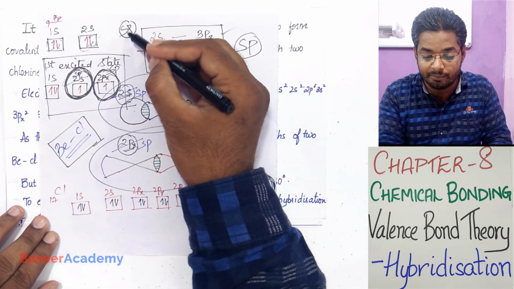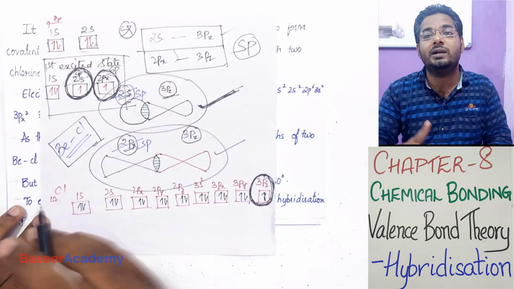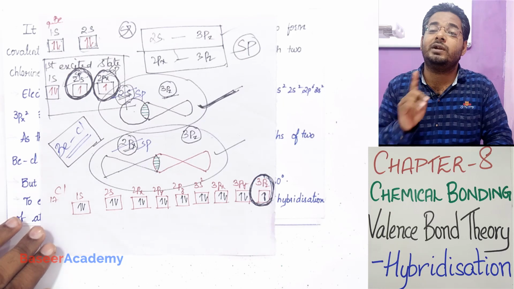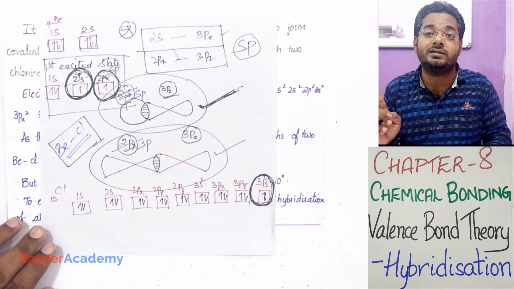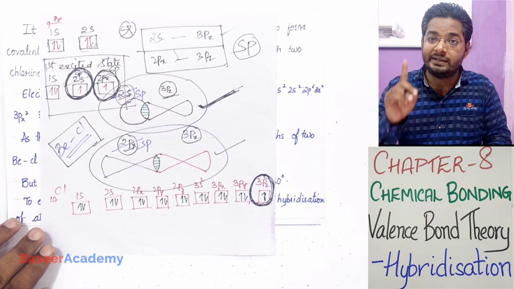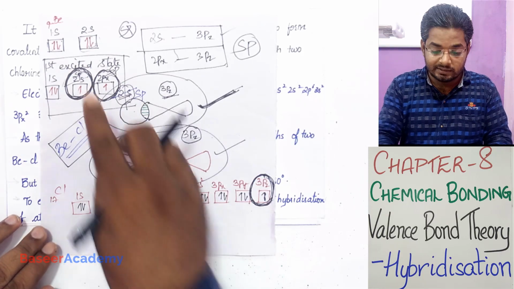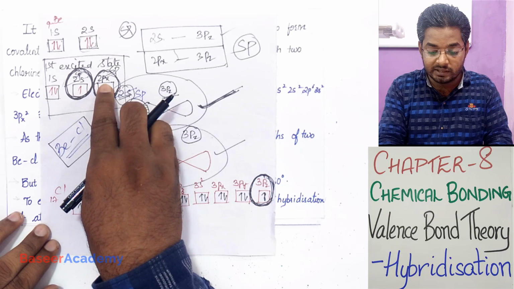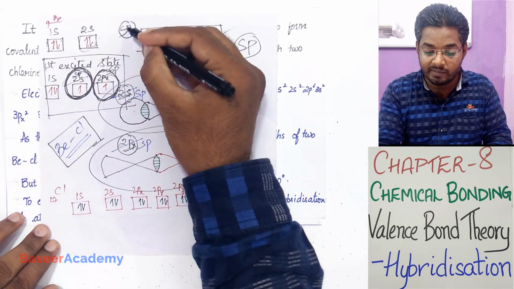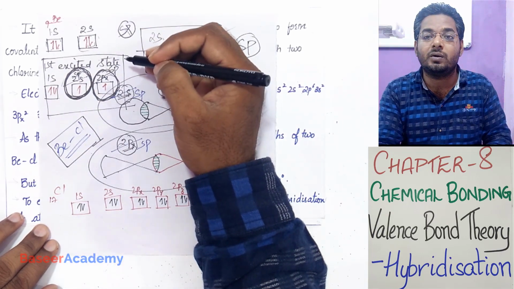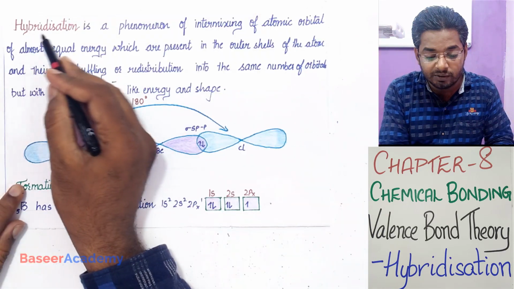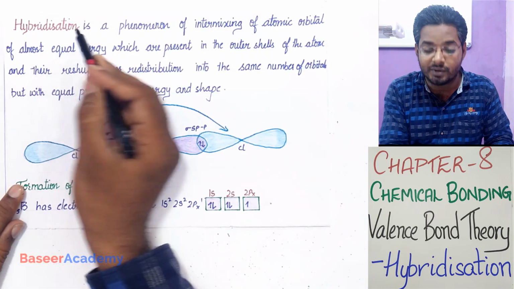So this was an example of sp hybridization. We'll learn about sp2 hybridization, we'll learn about sp3 hybridization also. Once again, we get the name of the hybrid orbitals from the orbitals that are intermixing. Since here s and p orbitals are intermixing, we get the name sp hybrid orbital. Right? Let me read out the definition of hybridization for you.